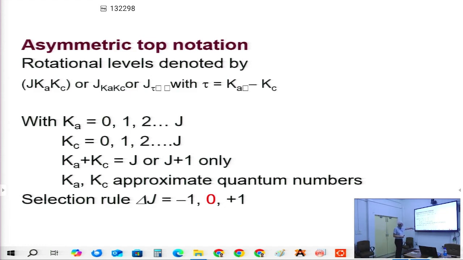So the selection rules, as I said, are delta J plus 1, minus 1, and 0 here. In principle, the other one says 0, but you don't tend to see them. For the symmetric top, you could get a transition that changes K only. I think they are seen, but very, very weak.